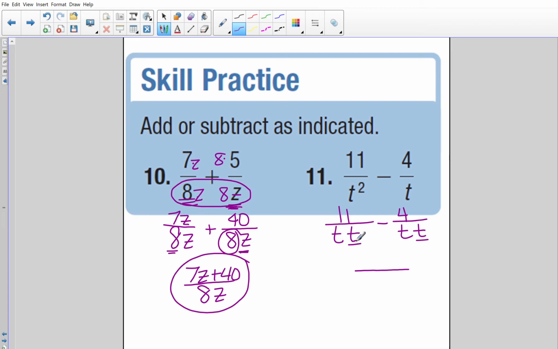Now if I multiply this side by t, then this side also needs to be multiplied by t on the top. So don't forget to do that part. That's really easy to forget. So we keep our t squared, and I have 11 minus 4t all over t squared. So just watch your signs too. Some are plus, some are minus, and that makes a difference, especially in ALEKS.